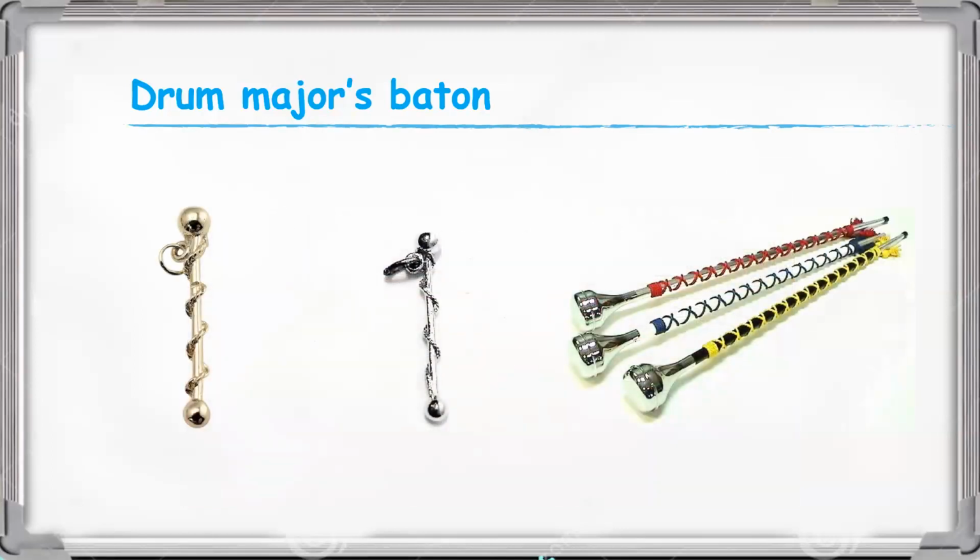This figure shows the various batons. In the ancient times, this was used as the baton. It is made of gold. In this, there are two balls at the ends, and after that, a baton made of silver was also used.